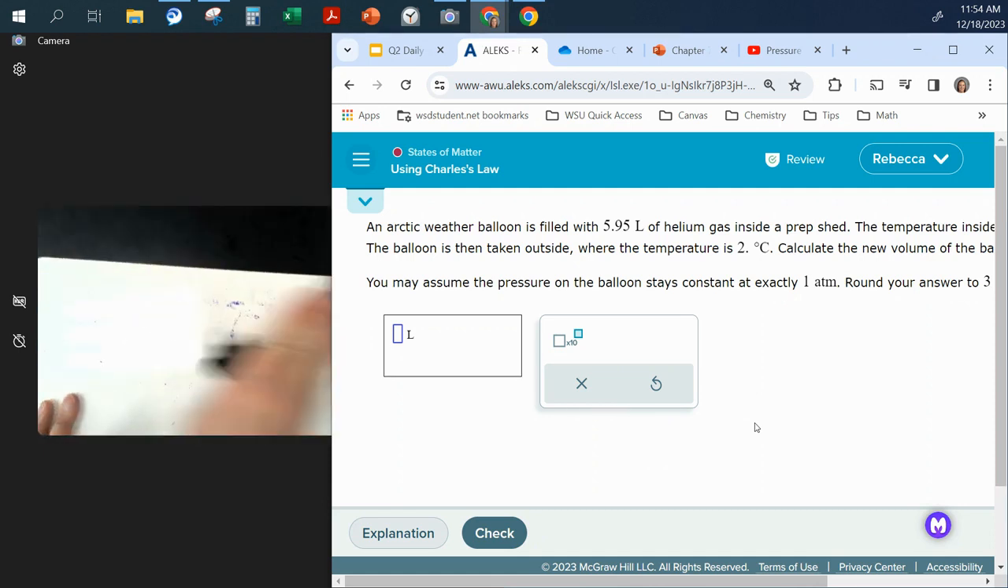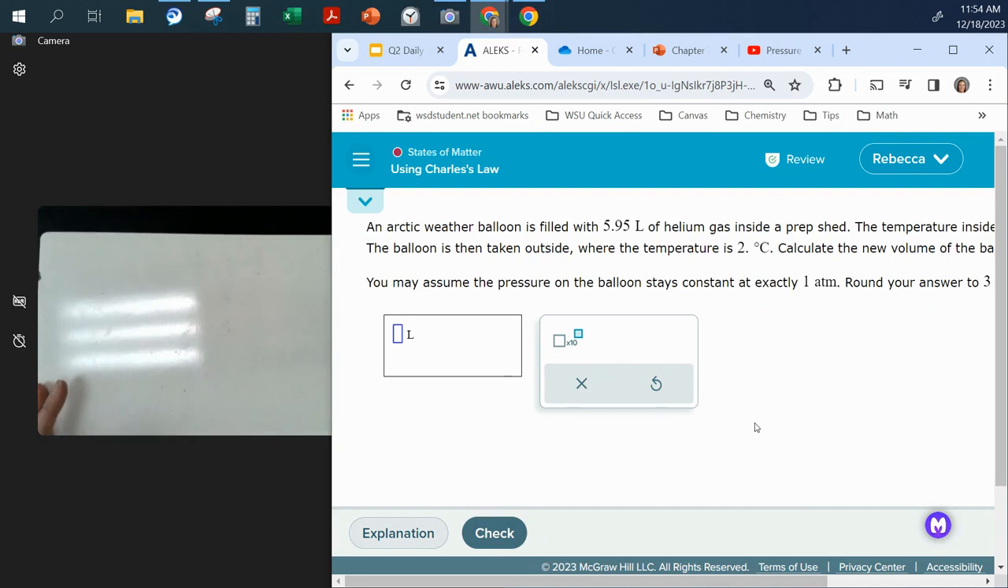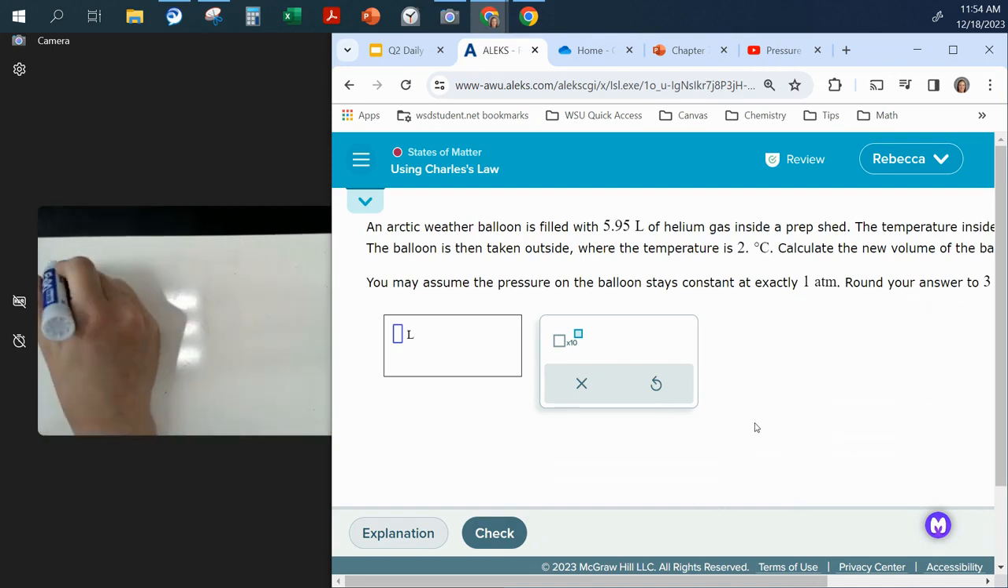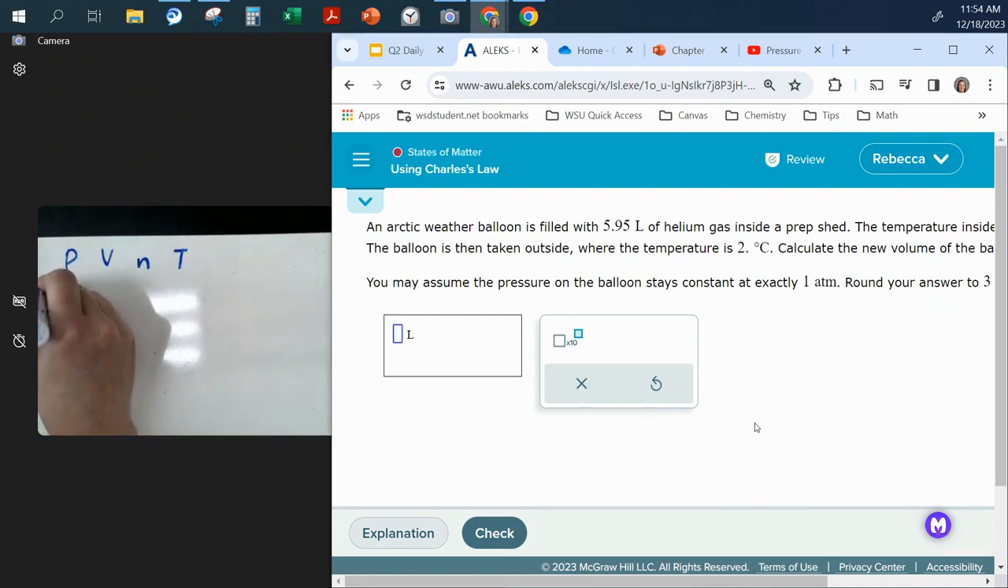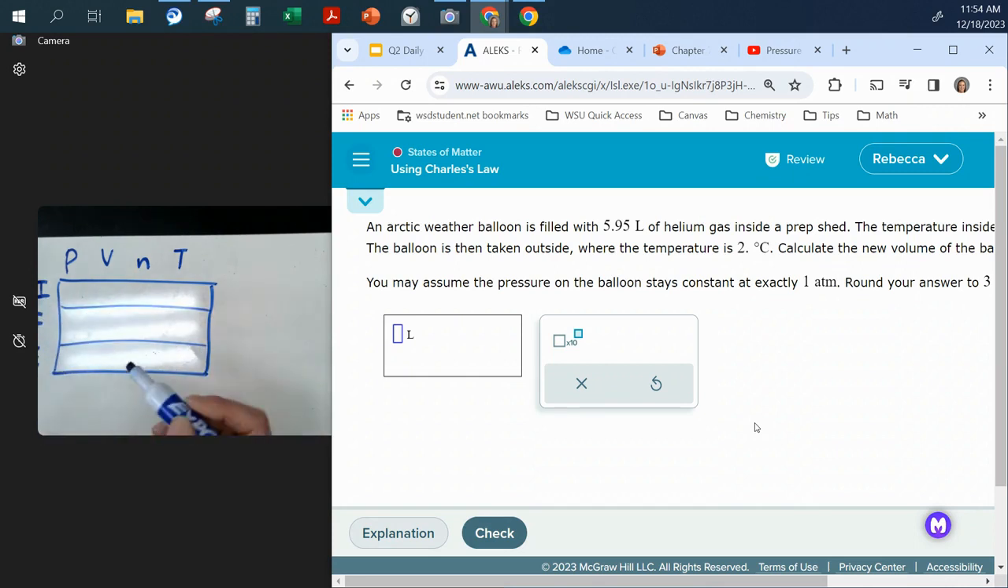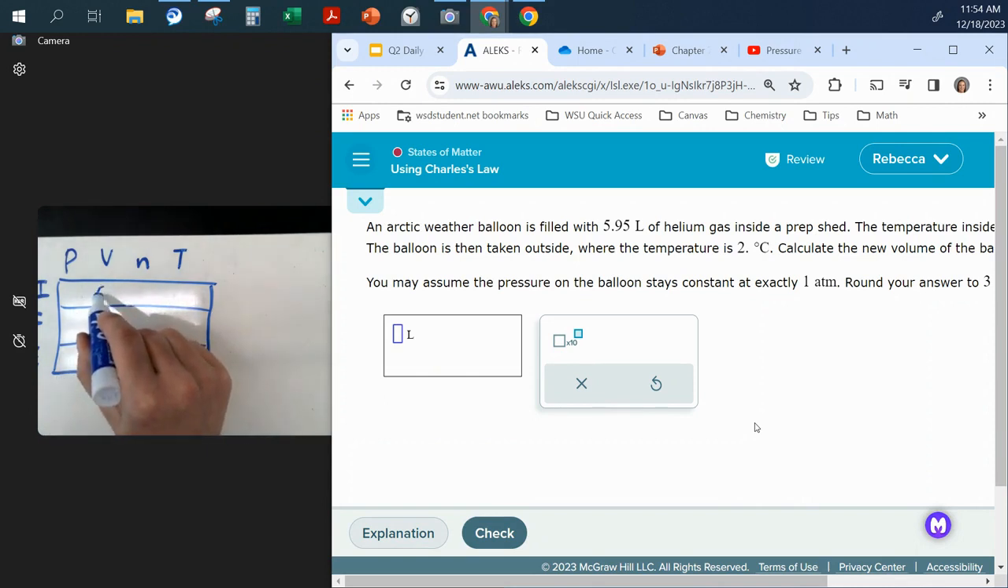Let's erase and then flip it over. Okay, Arctic weather balloons. This is the balloon problem. So P, V, N, T, initial, final. What do you expect to happen? Again, we have an Arctic weather balloon, and it has initially 5.95 liters of helium gas in the shed.